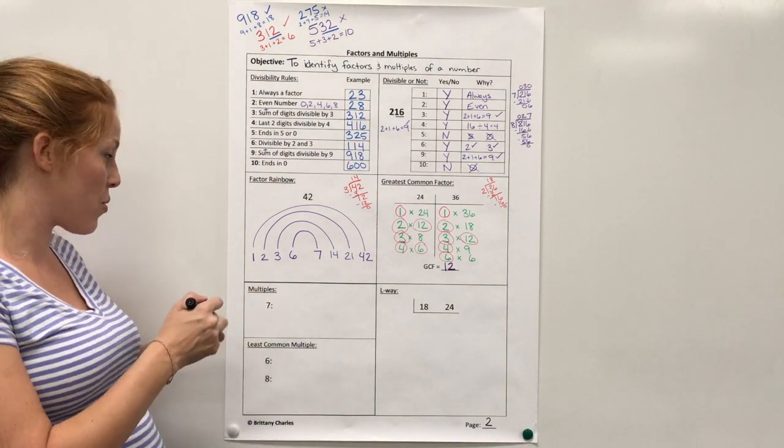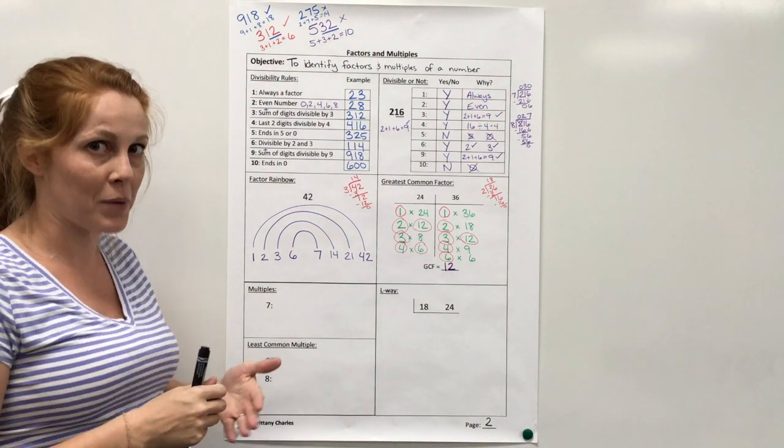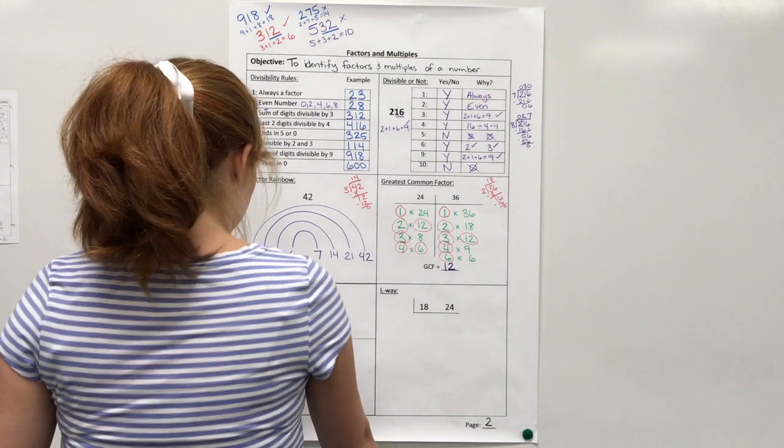All right, couple more things. Multiples. So when you are finding a multiple, you're basically just taking the number and multiplying by 1, multiplying by 2, multiplying by 3. Okay, so we're going to list out some multiples of 7.